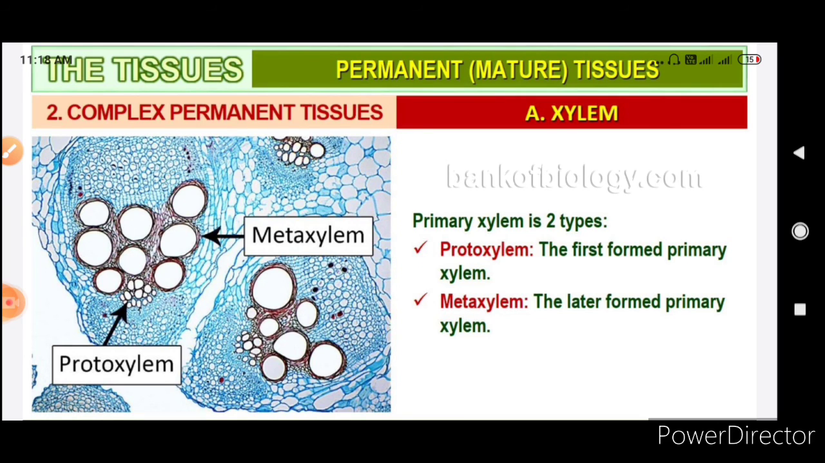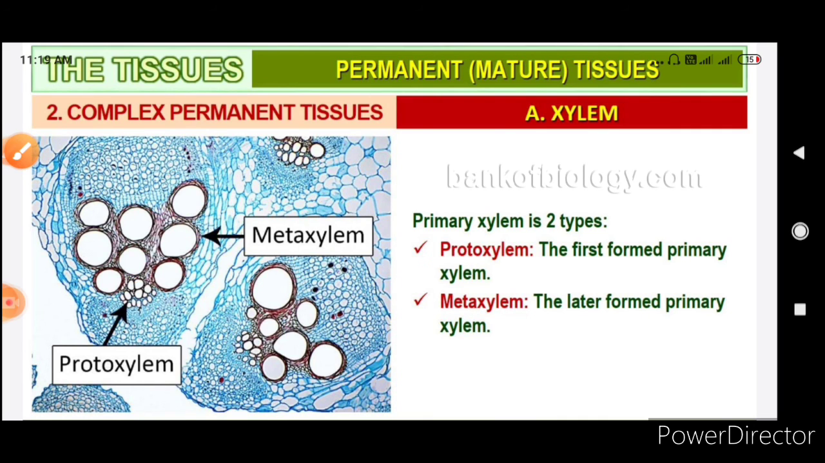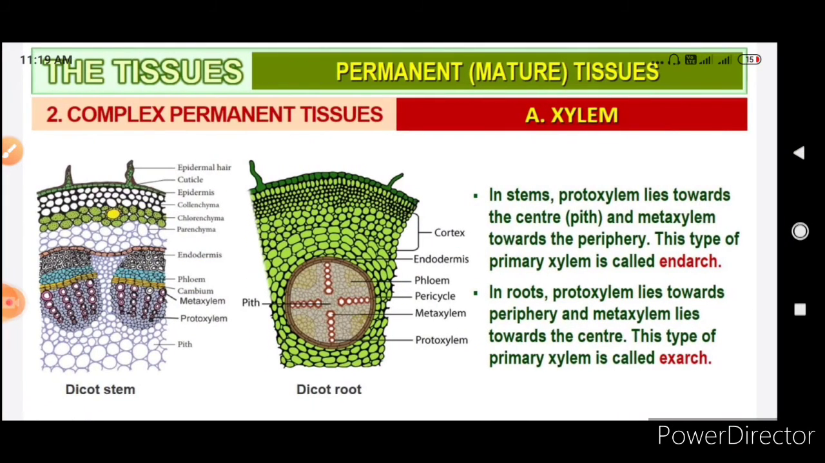Now what is xylem? There are two types of xylem present, that is the first formed primary xylem, the protoxylem, and the metaxylem. You can see here in the diagram, this is the protoxylem and this is the metaxylem. The metaxylem has matured and grown in size, and protoxylem are the small things. So primary xylem is of two types, protoxylem and metaxylem.